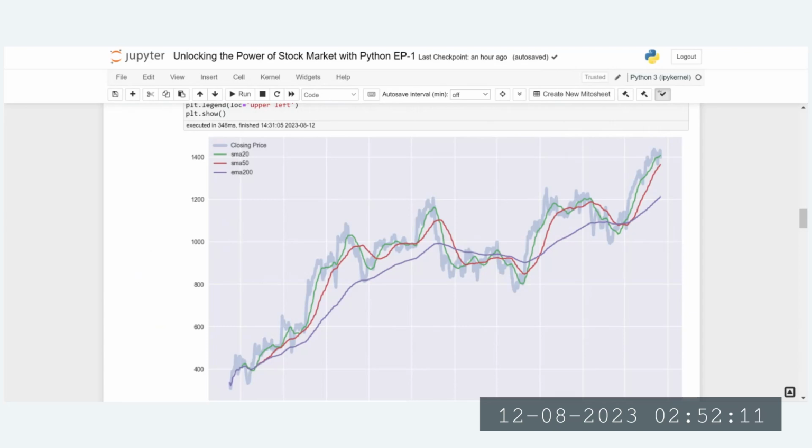So when the RSI value of the last 14 days is less than 20 and the moving average of 20 crosses 50, then only I'm going to buy. And at the opposite, when the RSI goes above 80, or let's say above 70, I'm going to sell. So you can take a decision on many indicators.